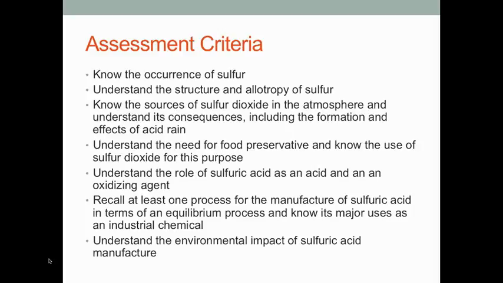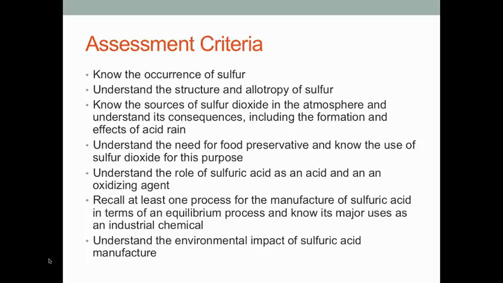The assessment criteria for this part 3 is to know the occurrence of sulfur, understand the structure and allotropy of sulfur, to know the sources of sulfur dioxide in the atmosphere, and understand its consequences, including the formation and effect of acid rain. Understand the need for food preservatives and know the use of sulfur dioxide for this purpose.